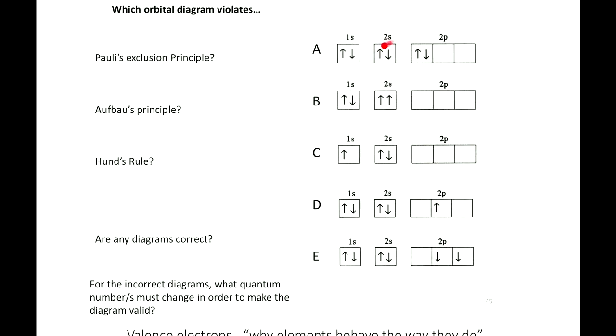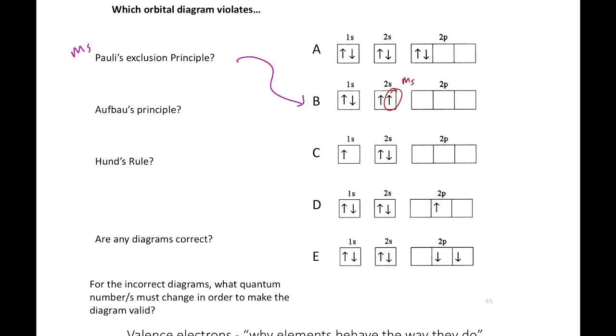All right, so these are all of our different possible diagrams. Is there a diagram that violates Pauli's exclusion principle? Yes. Okay, so remember what Pauli's exclusion principle is related to? It's related to spin. So which diagram violates Pauli's exclusion principle? B, yes, because B has an incorrect spin. So how could we make B correct? What quantum number do we have to change on what electron to make it correct? Which quantum number would we change? ms, yes, that's how we would get it to be correct.